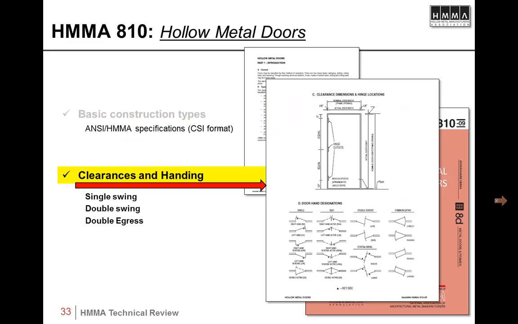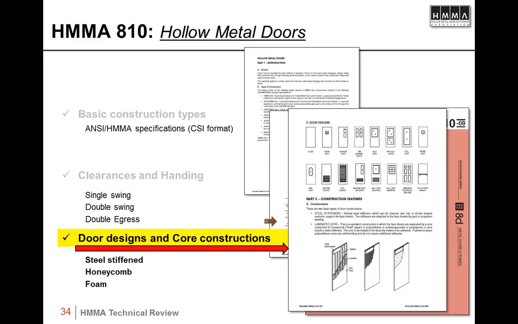In this standard, clearances and elevations are pretty well defined. You do have examples of door swing, everything from single swing applications with your different handings, to double egress, contra swing, and different items like that. So it's a pretty detailed review.